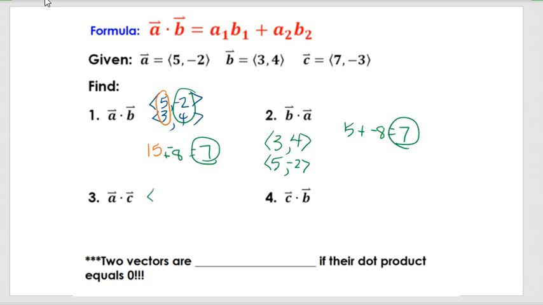All right, so doing AC, A is <5, -2>. C is <7, -3>.